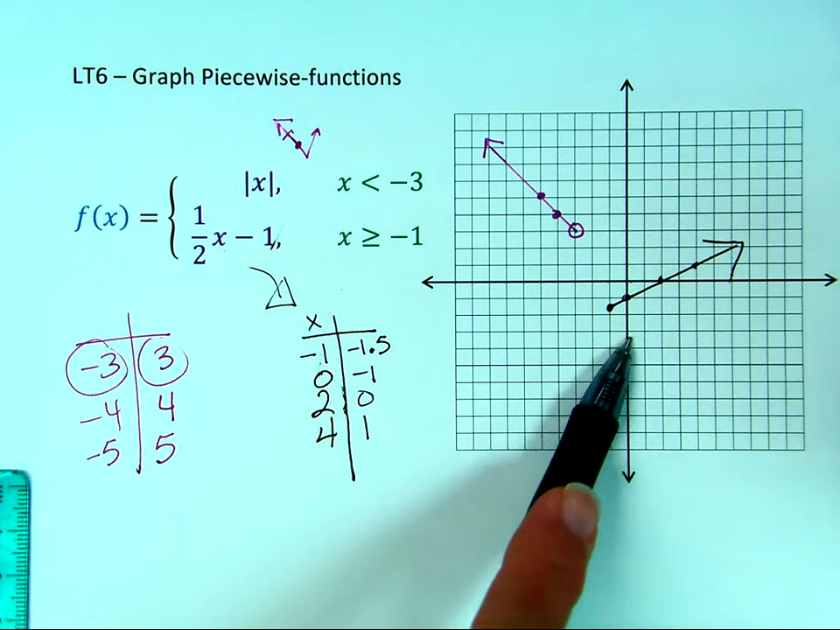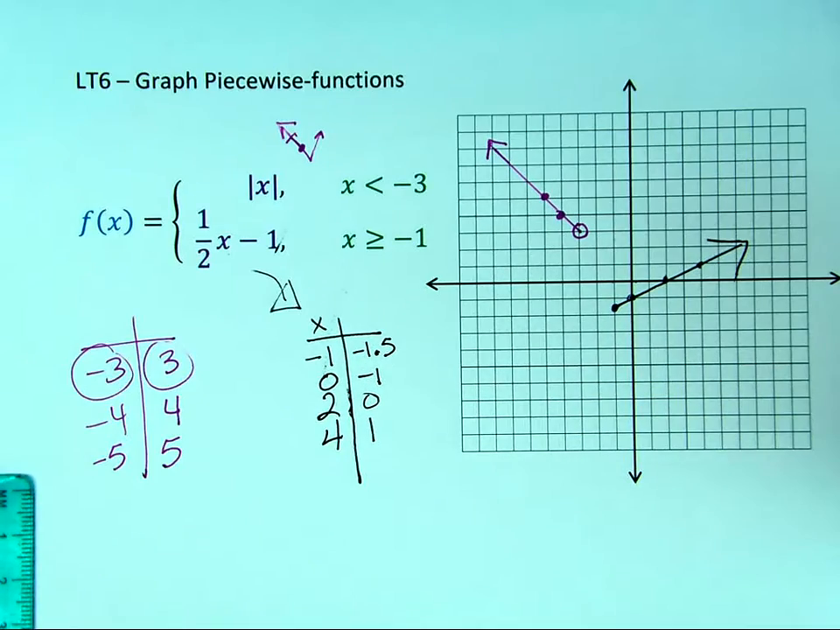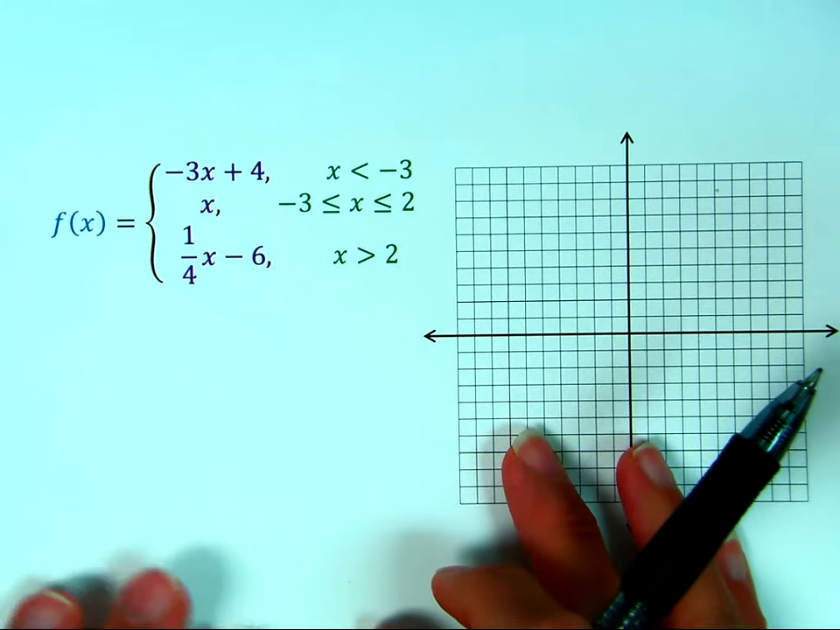So 2 lines, even though that looks like an absolute value, 2 lines. Okay, let's try another one. One more. Notice this one has 3 rules. So it has 3 intervals.